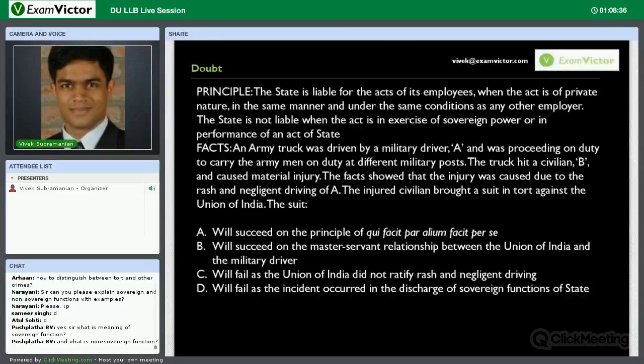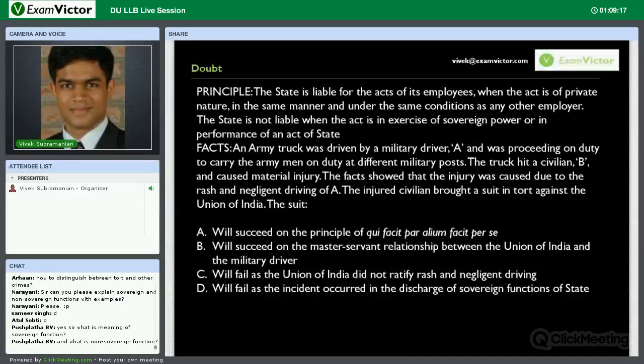Narayan is asking whether I can explain what is sovereign and what is non-sovereign. Well, as I said, sovereign functions are essential functions of the state which nobody but the state can undertake. For example, military or rather the defense functions, and then dispensing of justice, law and order. I can say these three are the major sovereign functions: maintenance of law and order, dispensation of justice, and defense. And anything incidental to these functions will also be treated as a sovereign function.